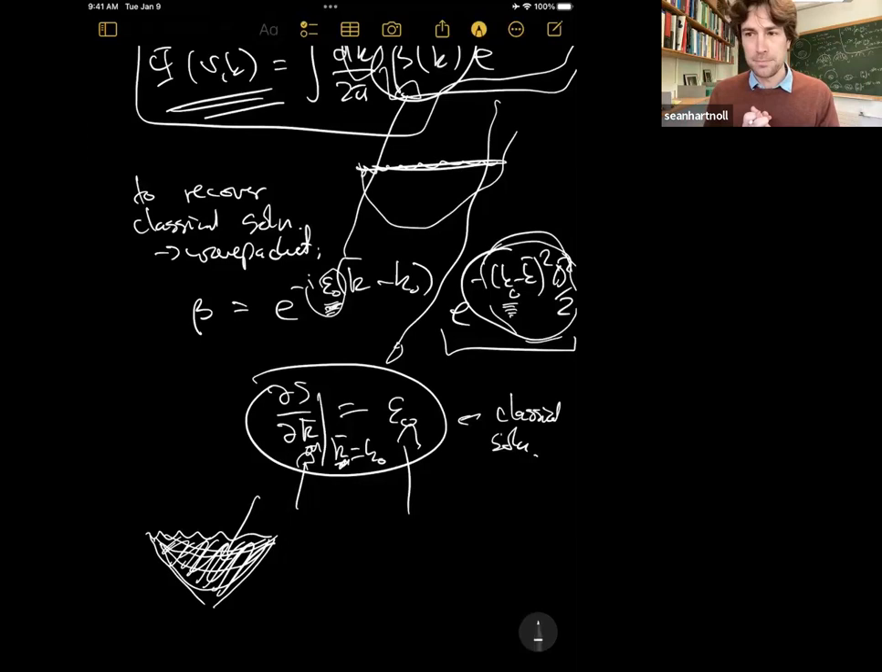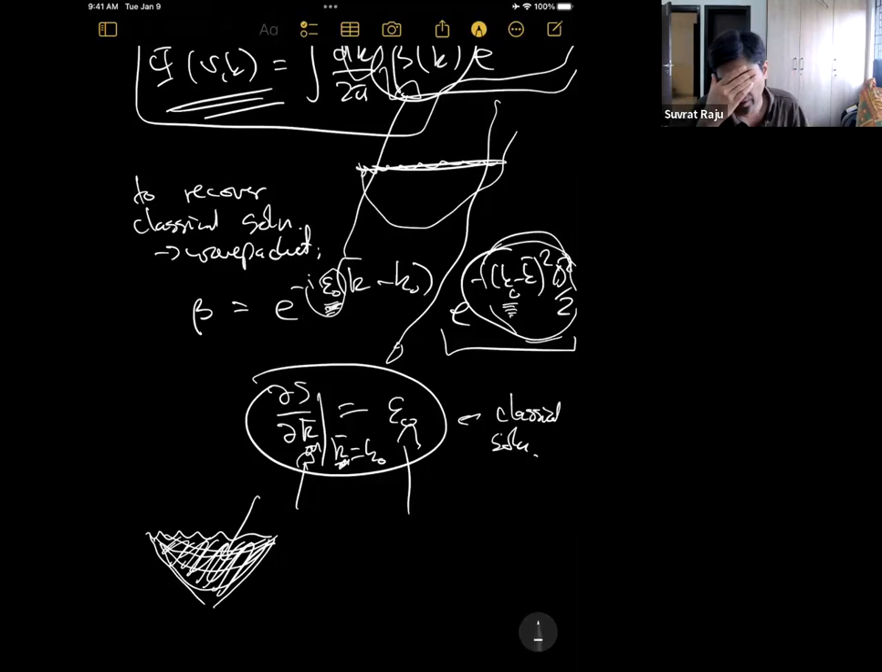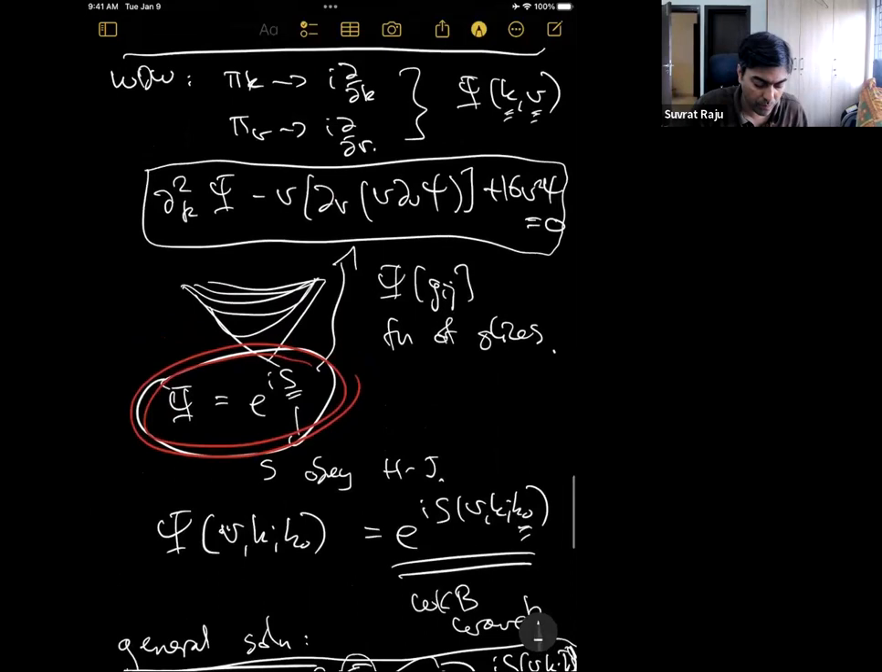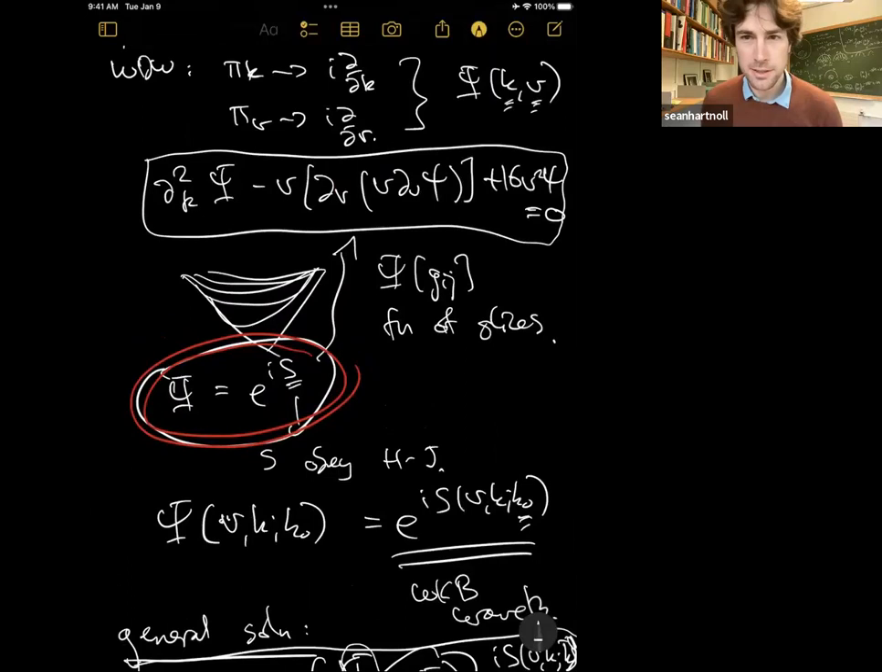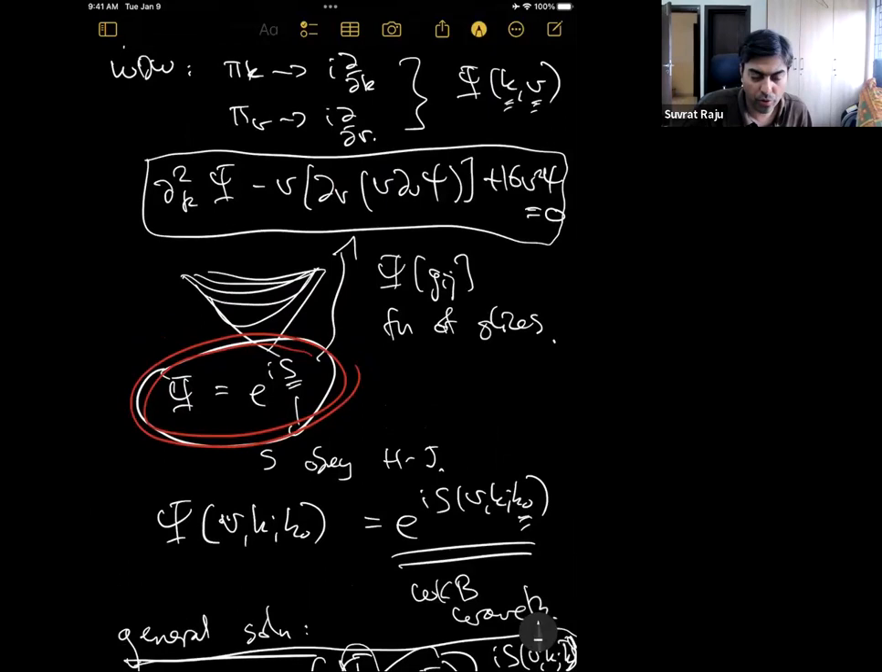So Sean, I also have a question. I could have asked a few minutes earlier. So at some point you inserted the wave function e to the iS, and then you said S satisfies Hamilton-Jacobi. Of course, when you act with the full Wheeler-DeWitt operator in the quantum mechanical thing, you'll also get terms which have two derivatives acting on S. Yeah, of course. This is to leading semi-classical order. I see. So for now, you're just going to ignore those terms. Is that right? Yeah, yeah.